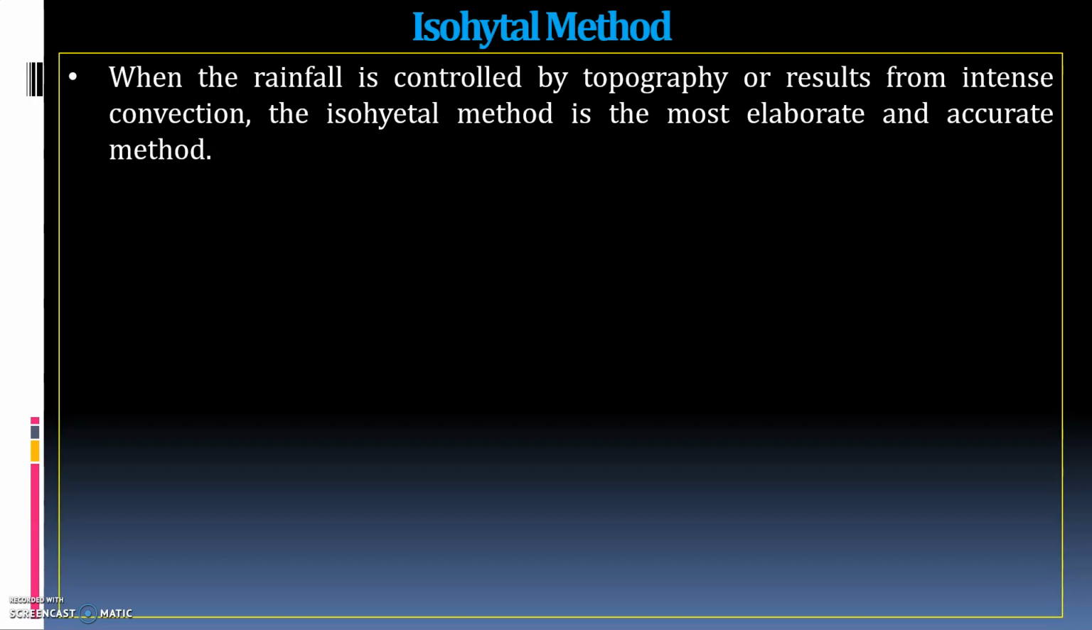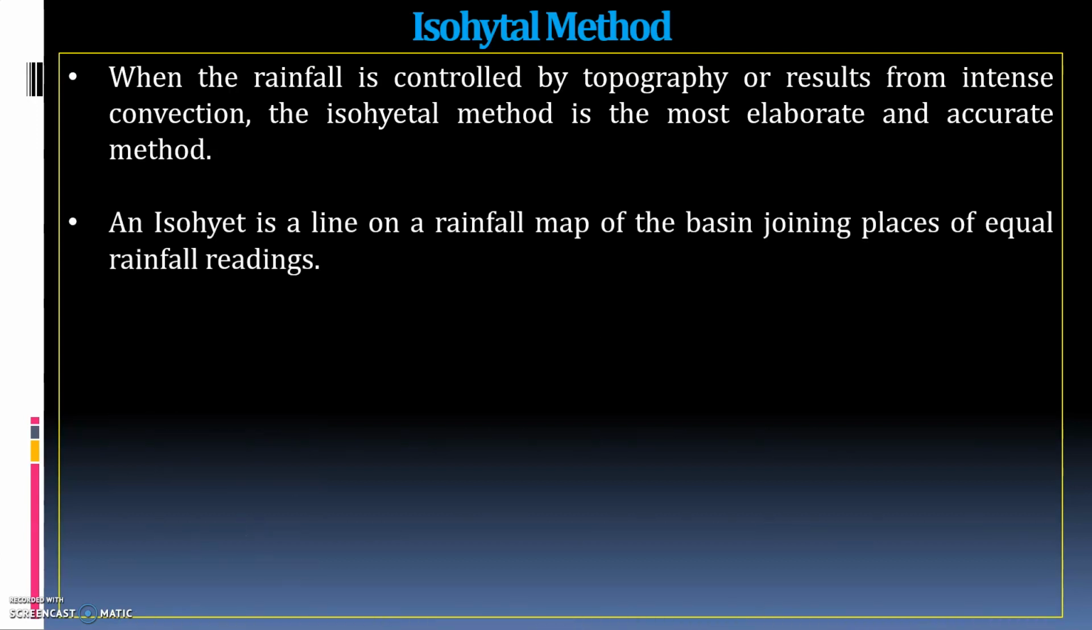Okay, so the basic assumption in the Thiessen polygon method is that a rain gauge station best represents the area which is close to it. However, this may not always be valid. So, especially when the rainfall is controlled by topography or results from intense convection, the isohyetal method is the most elaborate and accurate in such conditions.